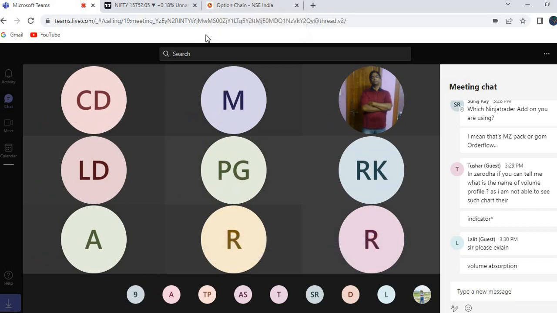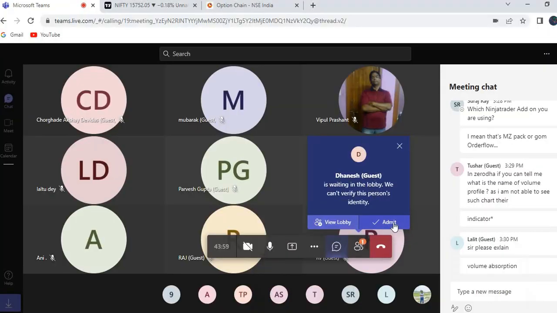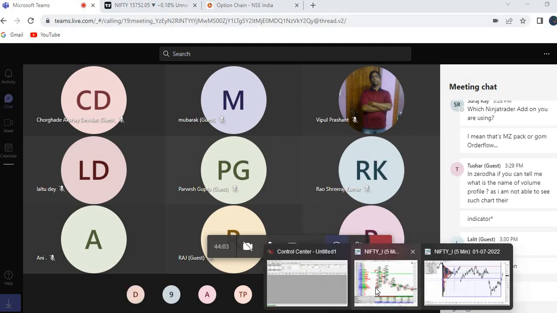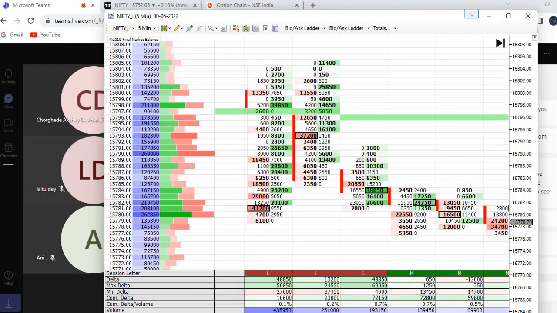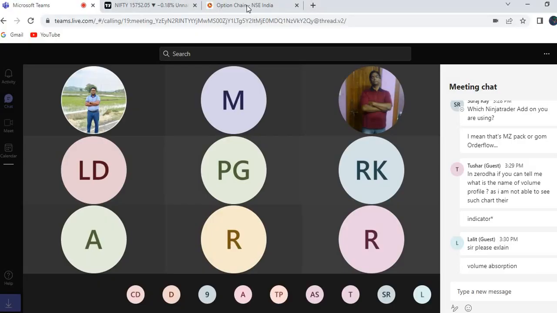Lalit has a question. He's asking to explain volume absorption. So what do you mean by volume absorption? The same way the buyers and sellers get absorbed, the volume also gets absorbed, because if your lot is getting absorbed, that means that part of the lot is the volume, and the volume is getting absorbed. That's like max delta, minimum delta that I have talked about, right?